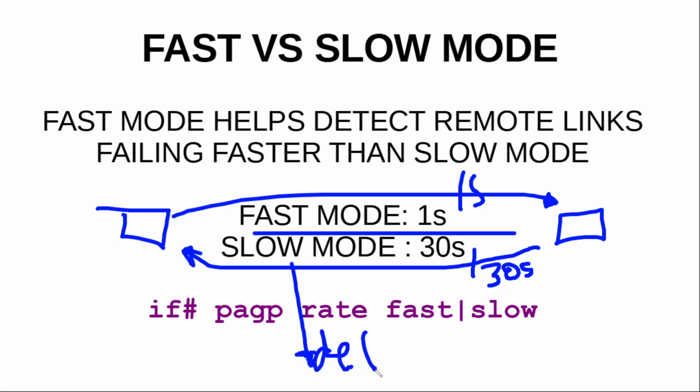In order to use either mode, you go to the interface and configure your rate: pagp rate, fast or slow. Slow is the default.